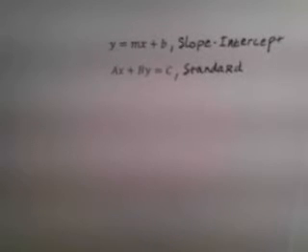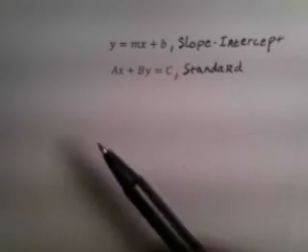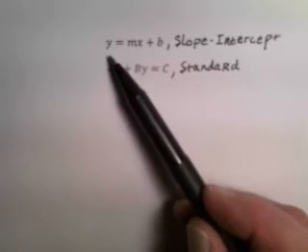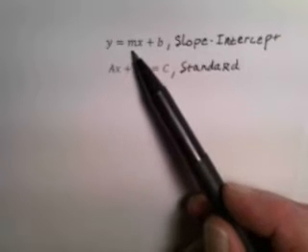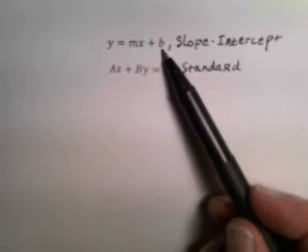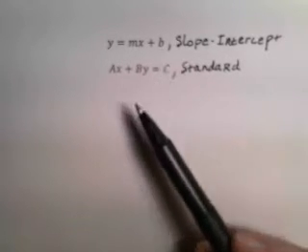When the book starts talking about the two forms of linear equations, slope-intercept form and standard form, they're really just talking about these equations that we've been working with that have both an x and a y variable. In slope-intercept form, there's your x, there's your y, m is just the coefficient on the x, and b is a constant, or just a regular old number.